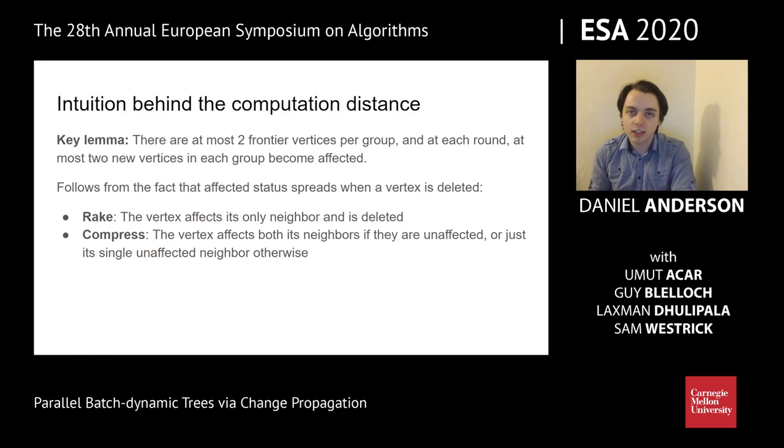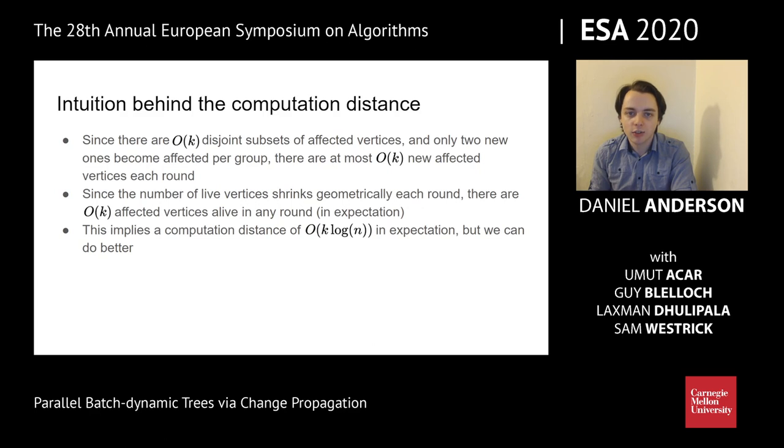Remember that vertices are deleted in one of 2 ways. Either the vertex is a leaf, in which case it rakes. In this case, the only vertex it can affect is its neighbor. Hence, the number of affected vertices is preserved and only 1 new vertex is affected. Alternatively, a vertex can compress. If that vertex initially had no affected neighbors, then it affects its 2 neighbors. Otherwise, if it had an affected neighbor, it simply affects its 1 unaffected neighbor. In both cases, we create at most 2 new affected vertices, and the number of affected vertices that are frontiers remains at most 2.